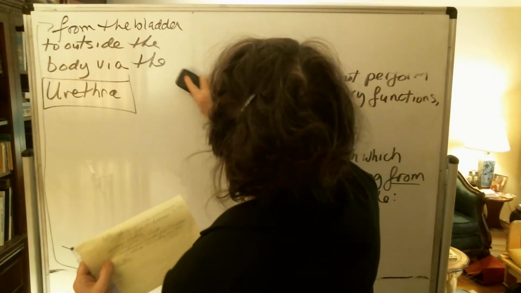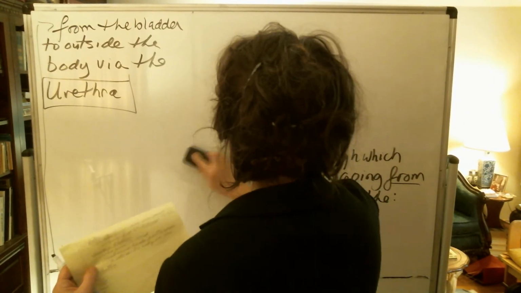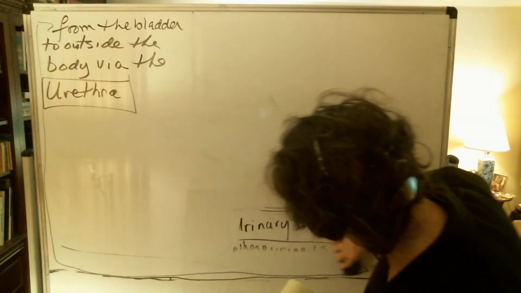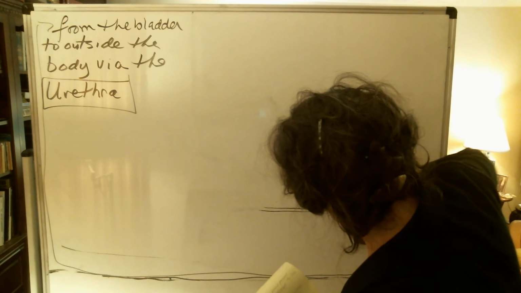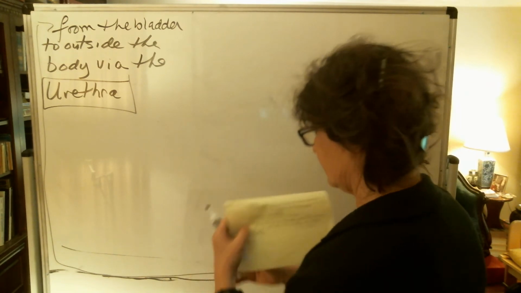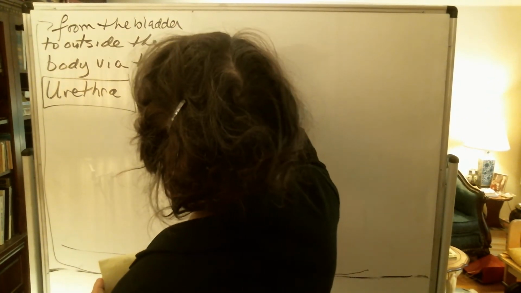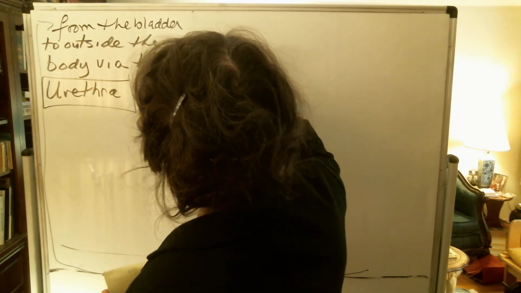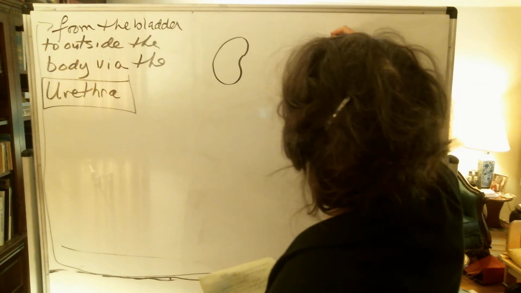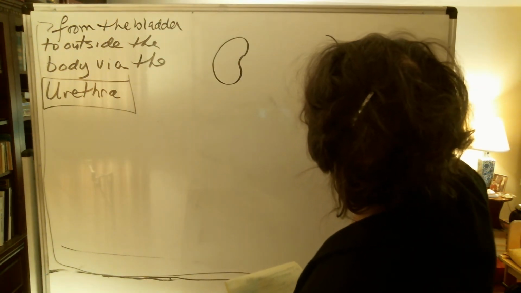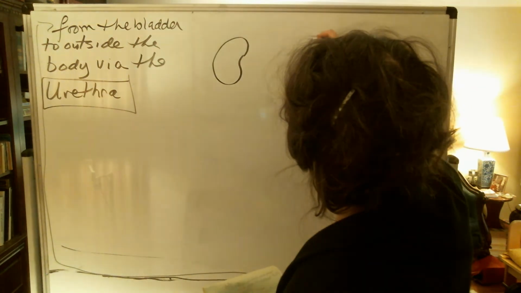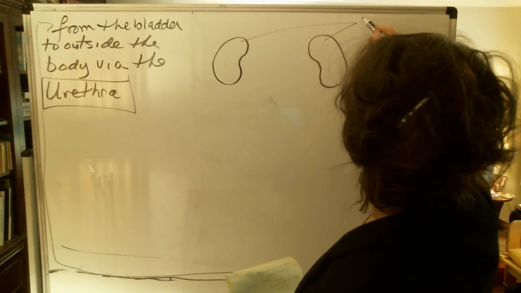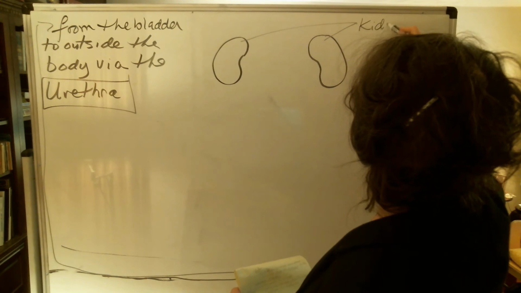So the way that all this is put together looks like this. So you have your two kidneys, and as always, this is highly diagrammatic. I will not be doing this to appropriate scale. Anyway, here are your two kidneys. There they are. They really are shaped like kidney beans.